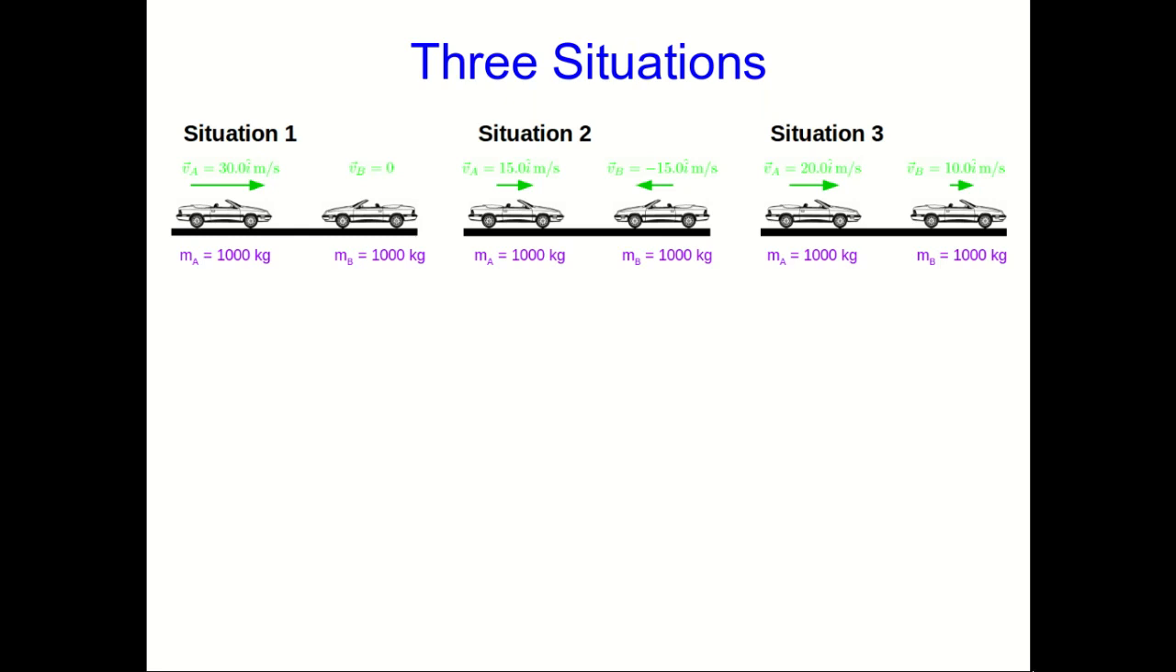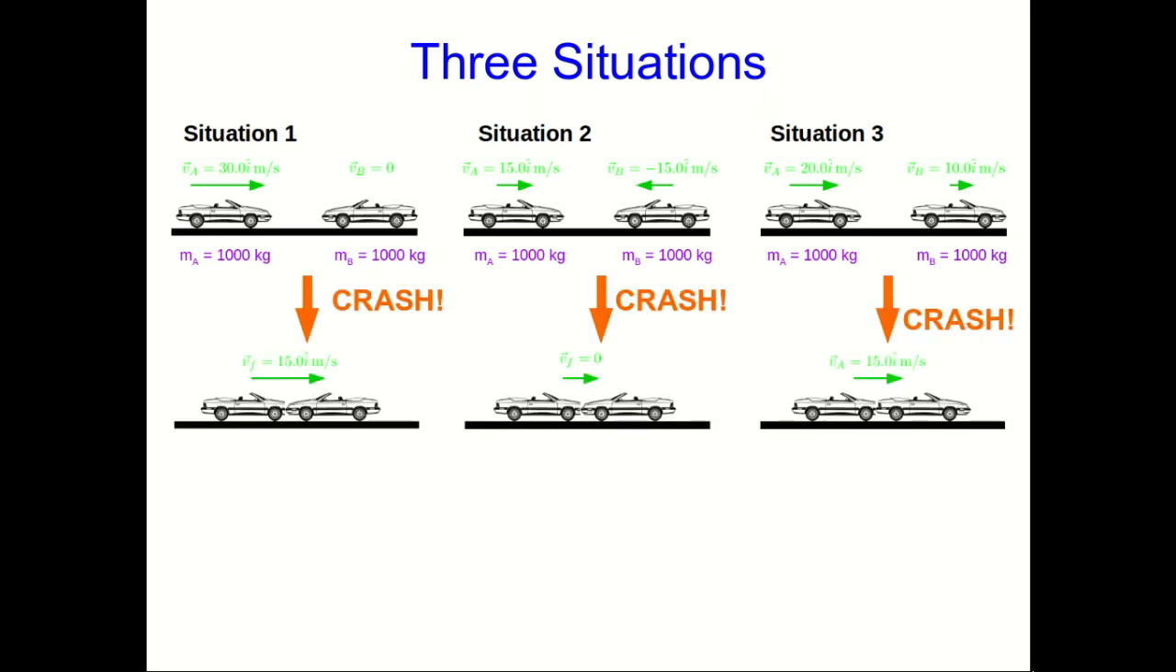Which of these is the most dangerous situation? I mean, they're all going to result in a crash. And let's say that all of the collisions are totally inelastic so that the cars stick together at the end, and so we can just talk about a final velocity in each case.